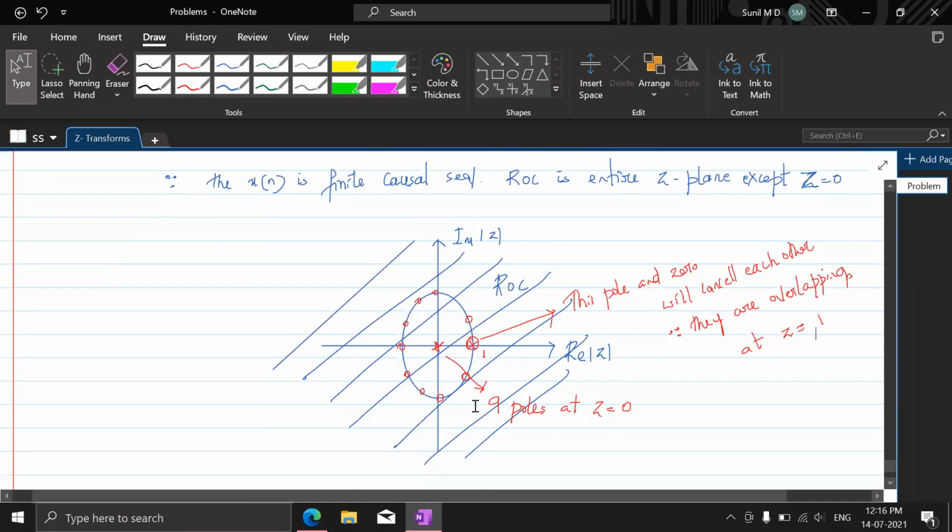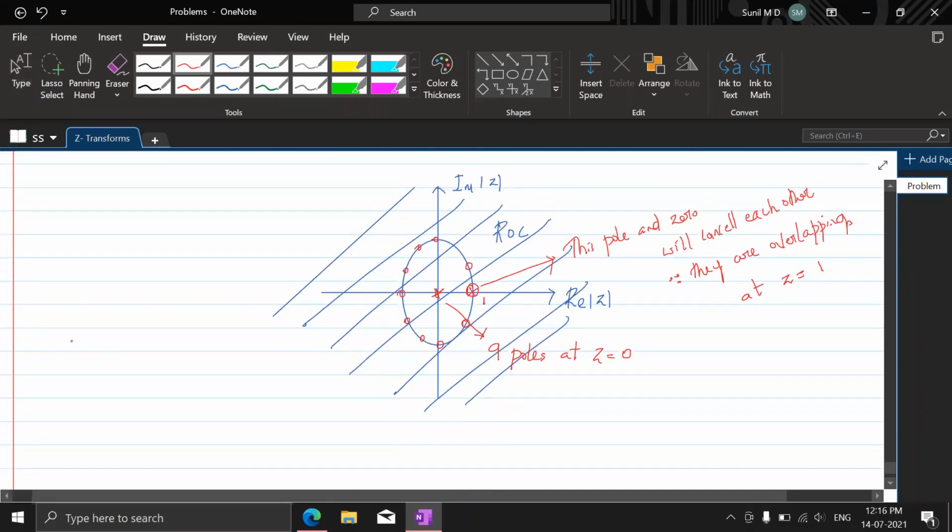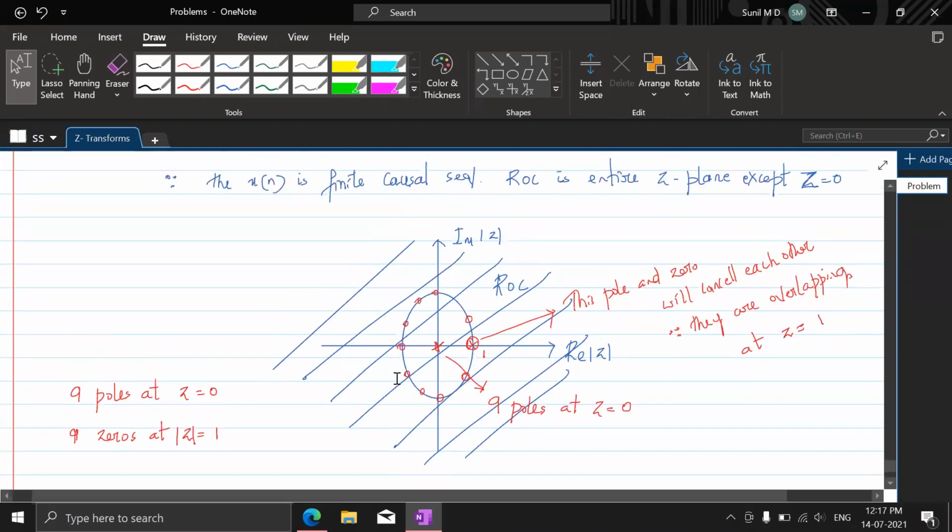So how many poles and zeros will you have finally? Finally you will have 9 poles at z equal to 0, and 9 zeros at z equal to 1, magnitude z equal to 1, because this pole and this 0 will be cancelled. So one pole at z equal to 1 is cancelled, and 1 zero at z equal to 1 is cancelled. So you are left with 9 zeros and 9 poles: 9 zeros at z equal to 1 and 9 poles at z equal to 0.